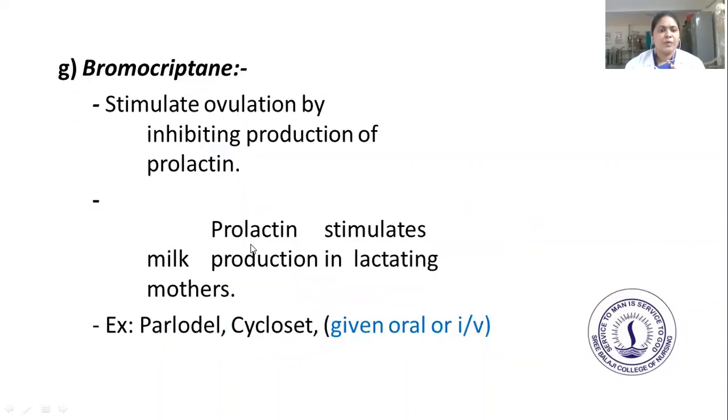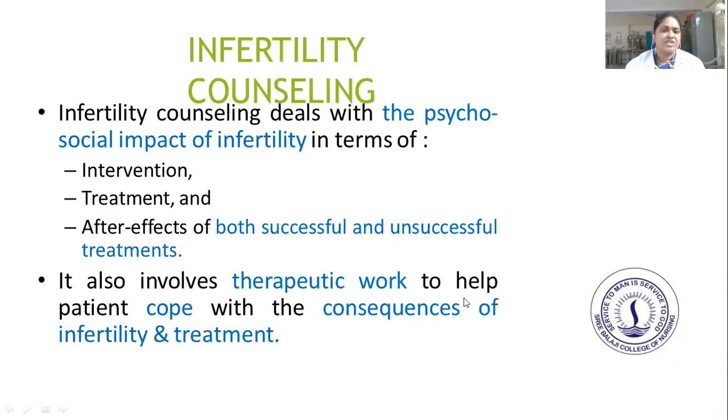Next is bromocriptine. It stimulates the ovulation by inhibiting the production of prolactin. That is, we need to inhibit the production of prolactin, because prolactin stimulates the milk production in lactating mothers. It can be given as Parlodel and Cycloset, which is given orally as well as by IV injection.